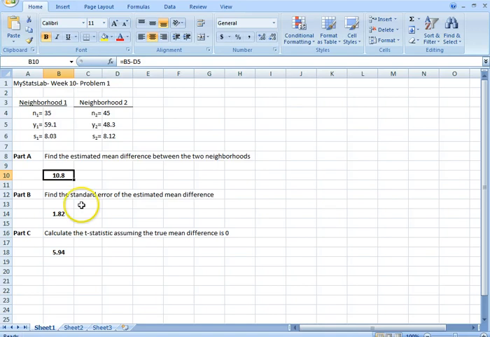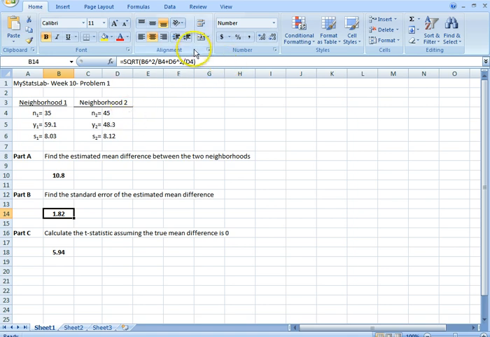For part B of this problem, we are asked to find the standard error of the estimated mean difference. And for this, we need a little bit more difficult formula. The formula is on page 379 of your text, and I'll click on it now, and you'll see that what we have to do is find the square root of the standard deviation squared divided by n plus the standard deviation of neighborhood 2 squared divided by that n.